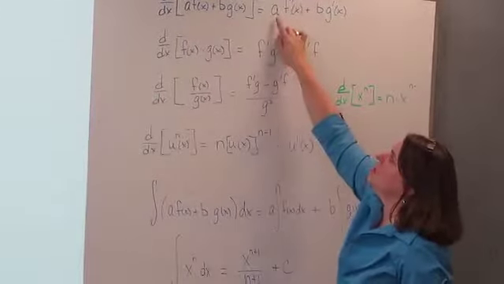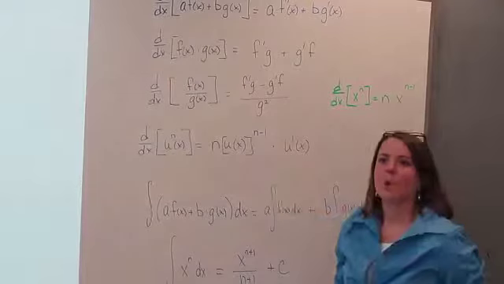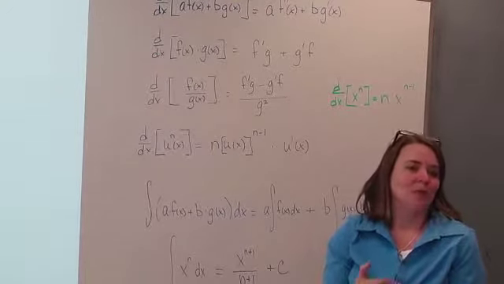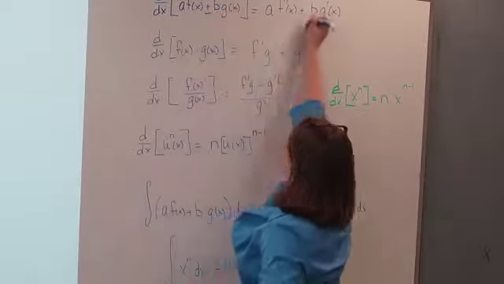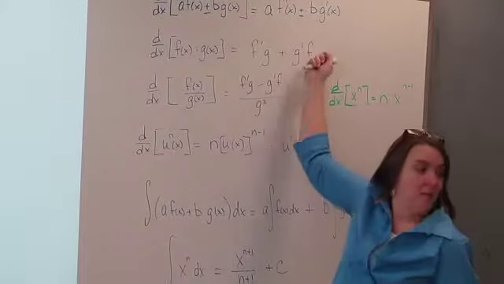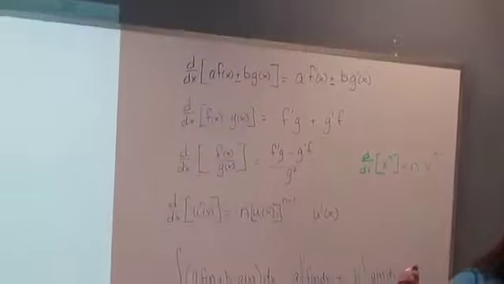Of this sum is just a times f prime plus b times g prime. And so we say that we can differentiate term by term. This means the derivative of a sum is the sum of the separate derivatives. Derivative of the difference, same thing.